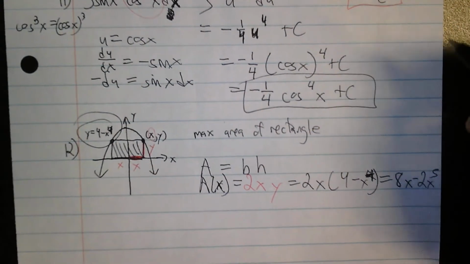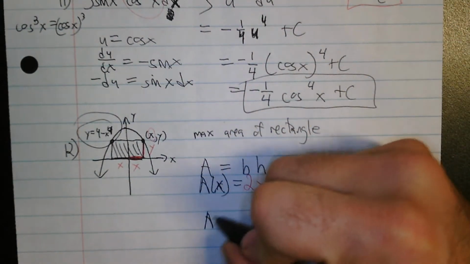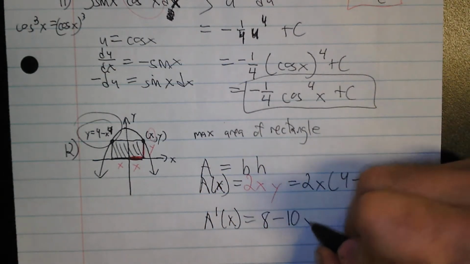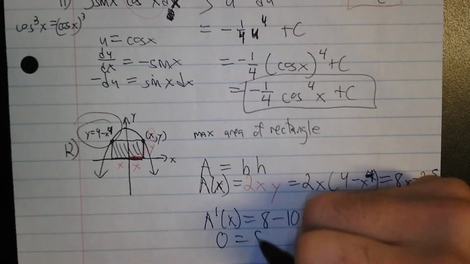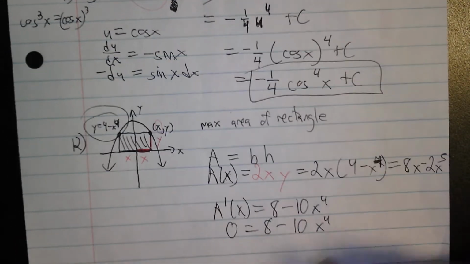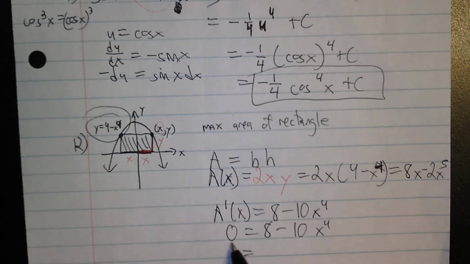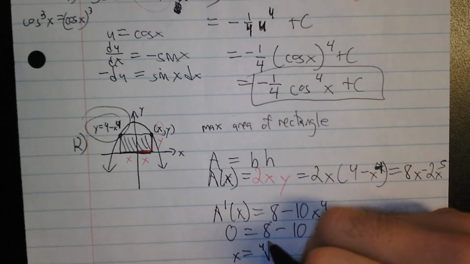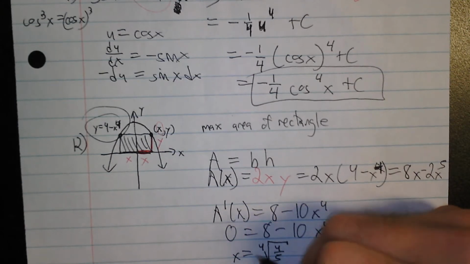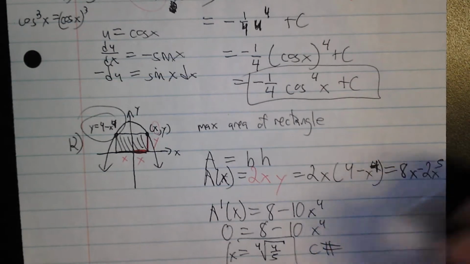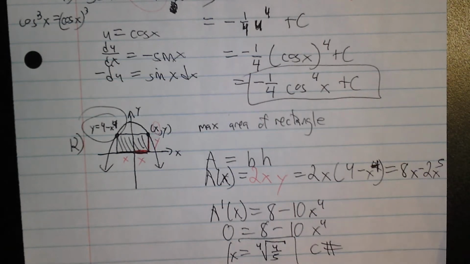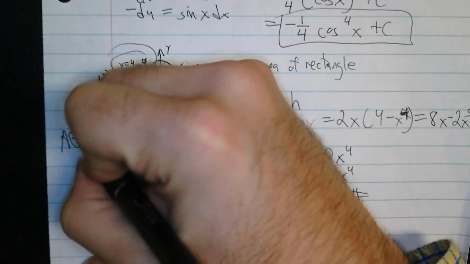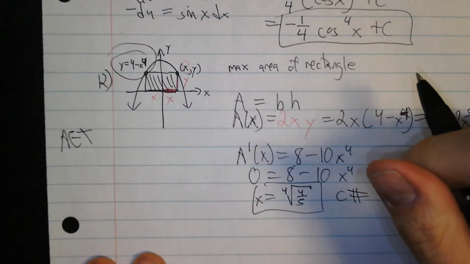I'm going to take its derivative and find the critical numbers. So A prime of x is equal to 8 minus 10x to the 4th. I'm going to set that equal to 0 and solve. So that means x is going to equal, bring 8 to the other side, 4/5. Take the 4th root. So this is the 4th root of 4/5. That's my critical number. Now in theory, what I'm going to do is test endpoints and critical numbers if I use the absolute extrema test, which is theoretically what any optimization problem is.